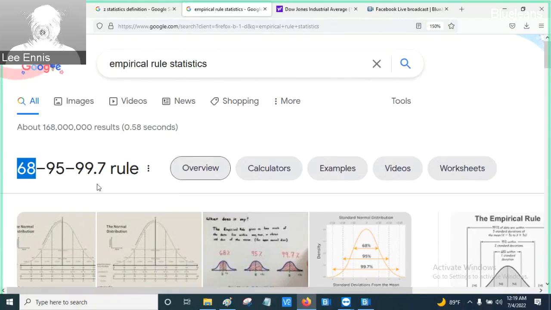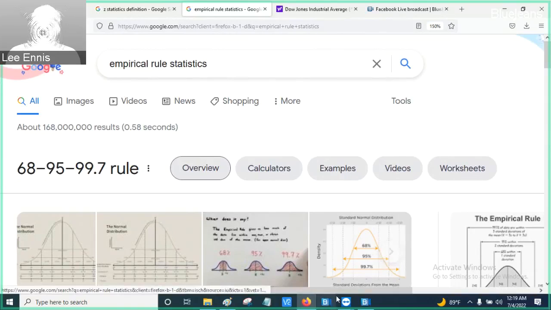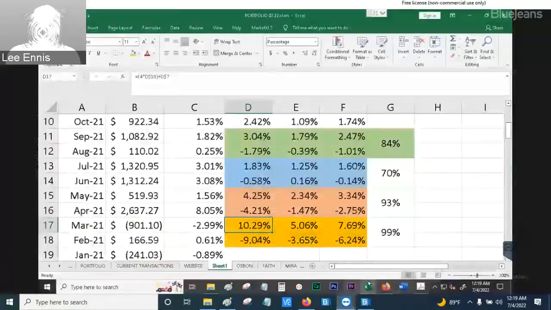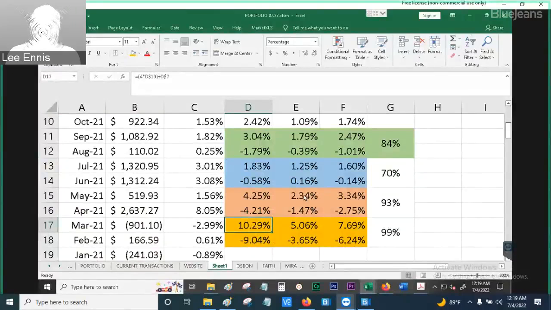So again, we got 70%, 95% accuracy, okay, and then 99.7. It simply means that 95% of the time, right? 95% of the time, you know that you're going to be able to predict that this particular portfolio will either return 4% or it's going to lose 4%. Okay, and that's based on the total history of returns.